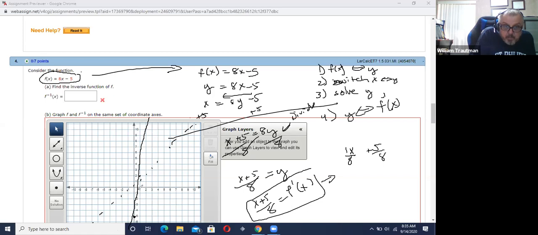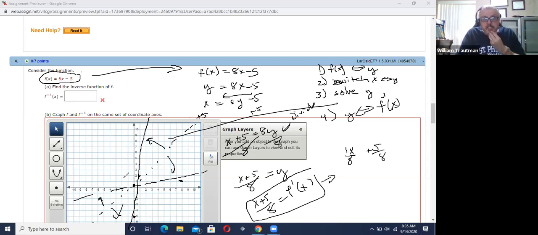The y-intercept would be 5 over 8, somewhere right here, and then up 1 over 8. I think it kind of looked like this. Do you see? Because on the y equals x line, they're mirror images of each other. So that's what the two graphs would look like if you graph them.